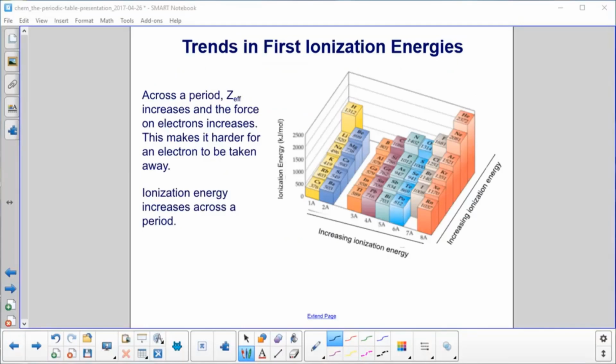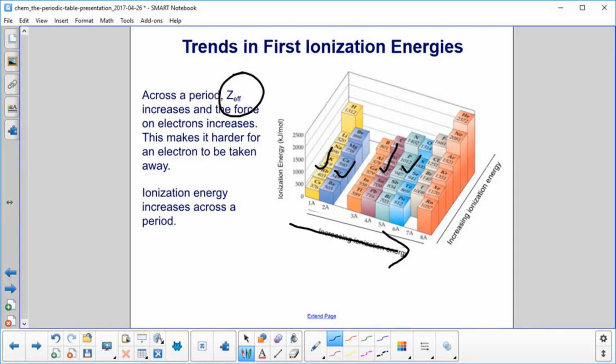We have demonstrated with 3 elements that Z effective will increase and the force on electrons increases as you go across a period. This makes it harder for an electron to be taken away, so the ionization energy increases as you go across a period. You can see in this cool 3-dimensional chart how the ionization energies get greater. Here are the yellow ones, they're small, then it gets bigger with blue, bigger with purple, bigger with the light blue, and it just keeps increasing.